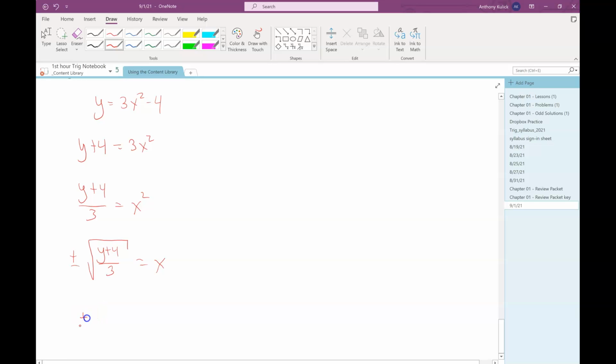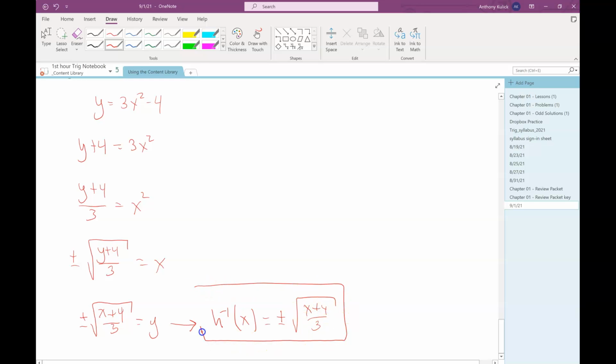We now have, or we swap the variable names, so x becomes y and y becomes x. And then we can rewrite this in function notation. Worth noting, is h inverse of x a function?